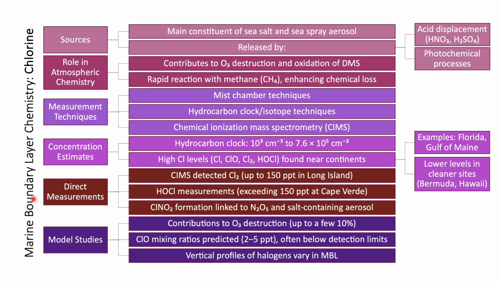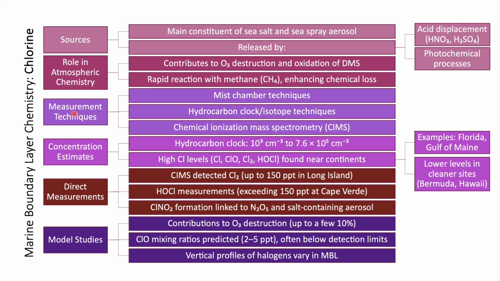Let us start with the marine boundary layer chemistry of chlorine. The main source of chlorine is sea salt and the sea spray aerosols. Chlorine is released by acid displacement by nitric acid or sulfuric acid or by photochemical processes. What is the role of chlorine in the atmospheric chemistry? It contributes to ozone destruction and oxidation of DMS. There is a rapid reaction with the methane, enhancing the chemical loss.